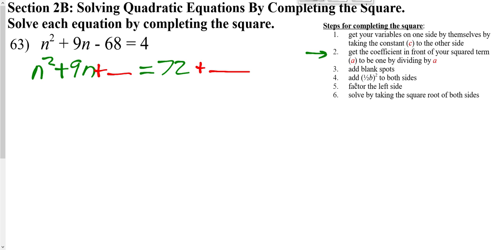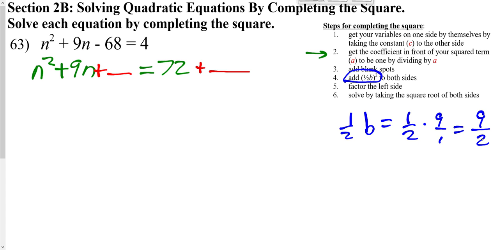Then we have to do this half of b squared. 1/2 of b. Now b is 9, which ends up being just 9 over 2. So I can go 9 over 2 all squared. Now on the right side, I'm going to actually work out what the top is and work out the bottom.